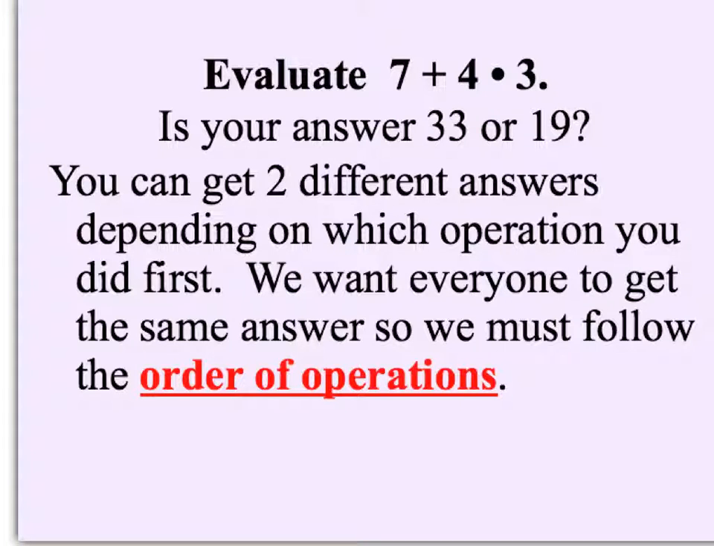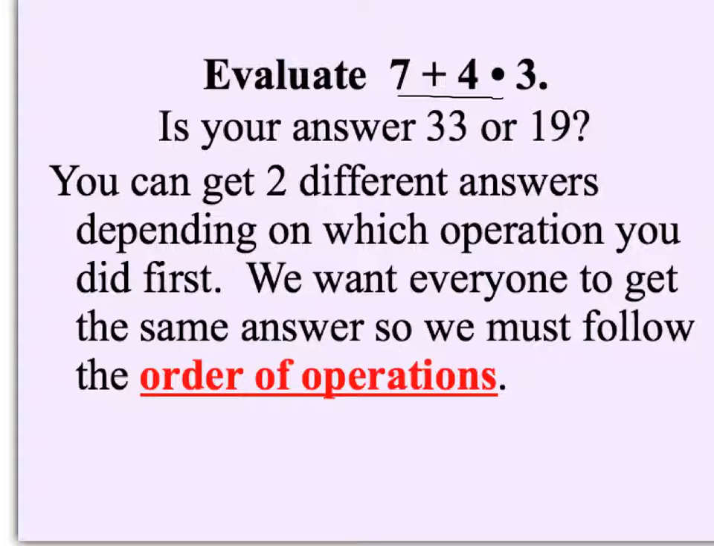The reason that we have order of operations is so that in math we will always, all of us, when we do the same problem, get the same answer. This is an example. If you have 7 plus 4 times 3, what do you get? Do you get 33 or do you get 19? There are two different answers that you can get. We want everyone to be able to get the same answer.